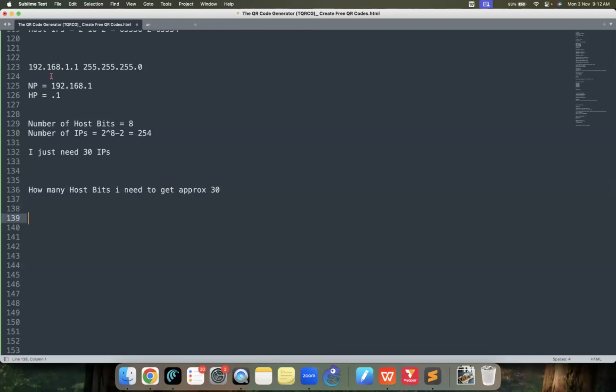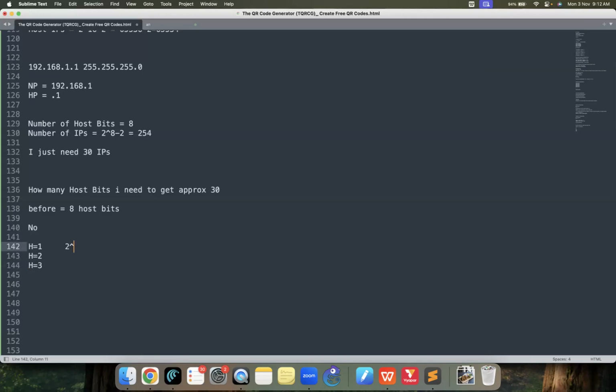Let's see. Before, it was 192.168.1.1 with 255.255.255.0. Before, it was 8 host bits. Now what I'm going to do is keep the host bits as only 1, then 2, then 3. If I keep host bit as 1, how many possible IPs can I get?